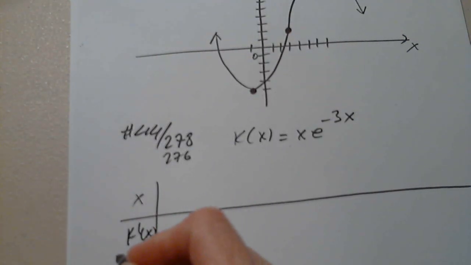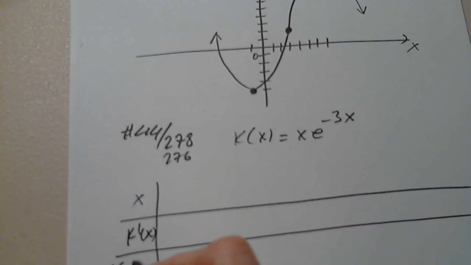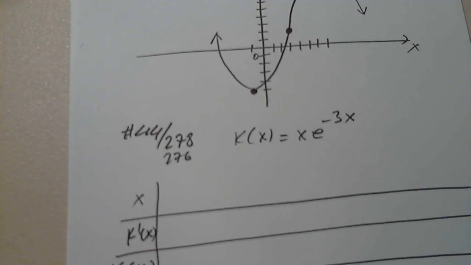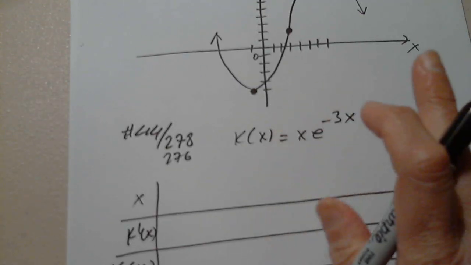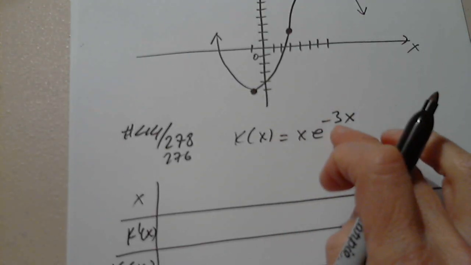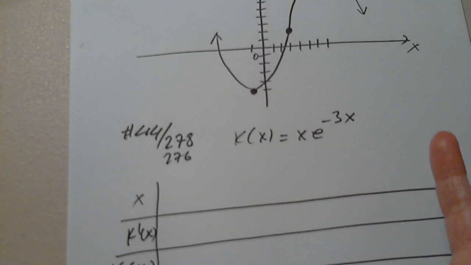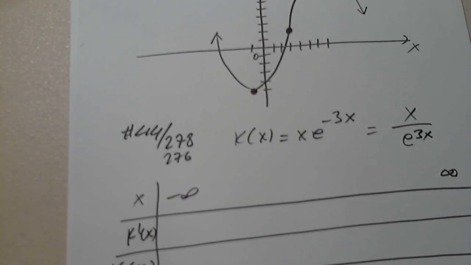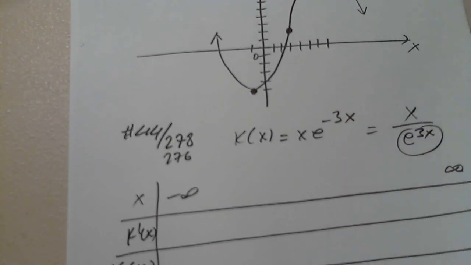K prime of x, k of x, and k double prime of x. This has no restrictions. This is always a positive number. This is positive or negative, but there are no restrictions. Even if you write it like this, which is fine, e to the x is never 0. So this function is defined everywhere. There are no restrictions whatsoever.